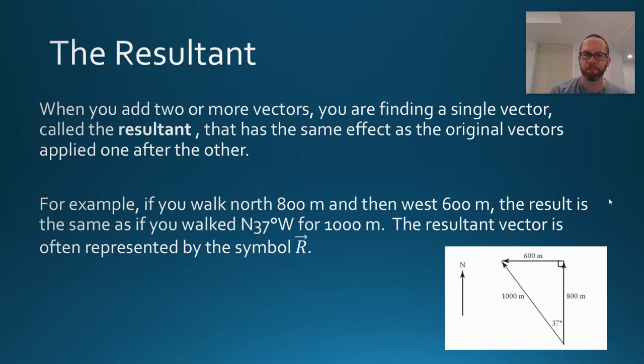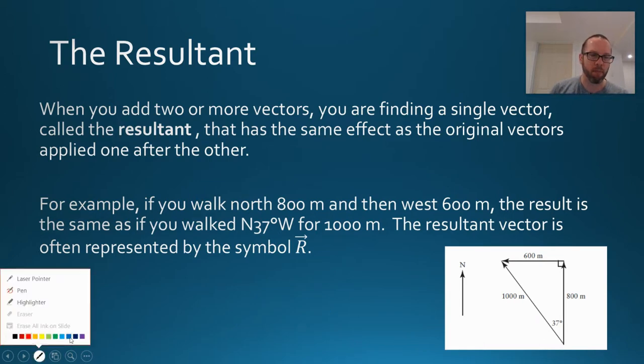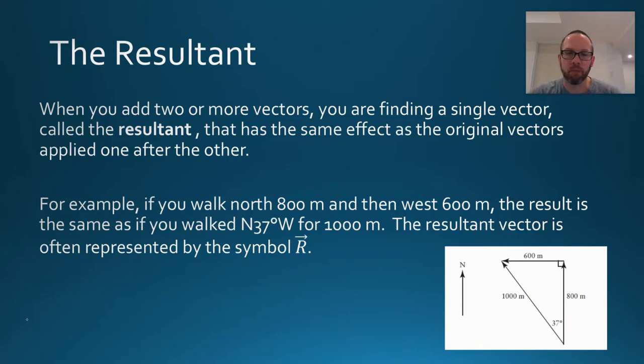So for an example, consider the diagram illustrated below. If you walk 800 meters north and then 600 meters west, you get the same result as if you had just walked 1,000 meters in a direction roughly north 37 degrees west. You wind up at the same spot. That resultant vector is the result of adding those two vectors, the 800 meter one and the 600 meter one. You get the same effect. And so we usually denote the resultant vector by a capital R. Just going to add that to my diagram here.